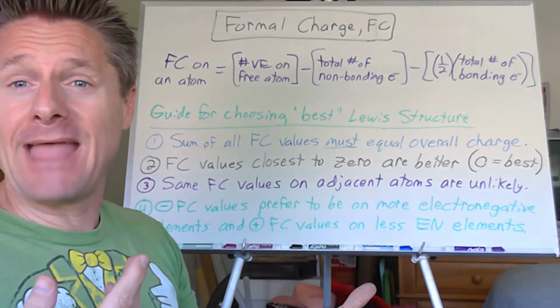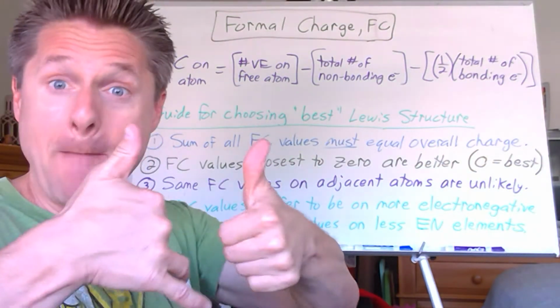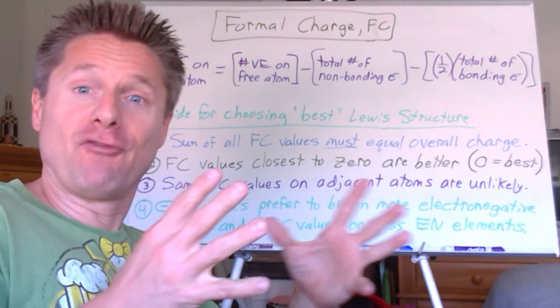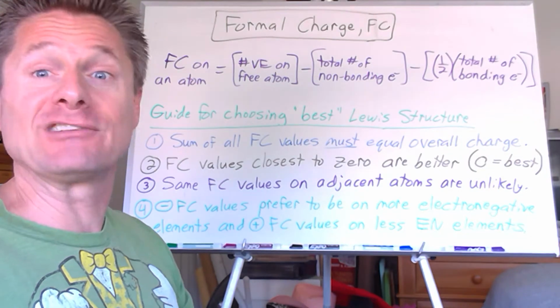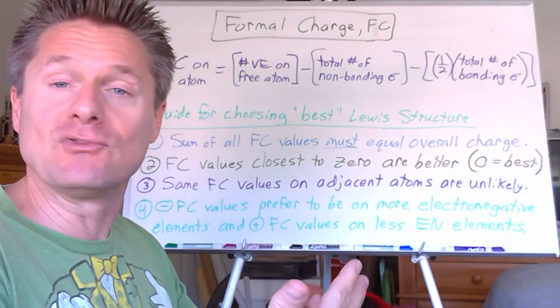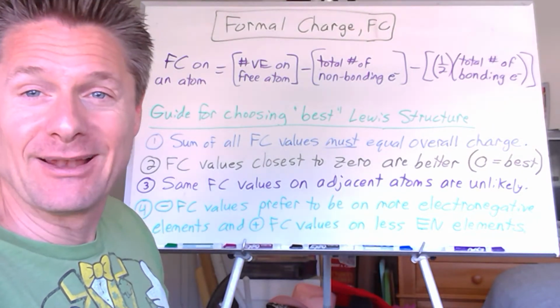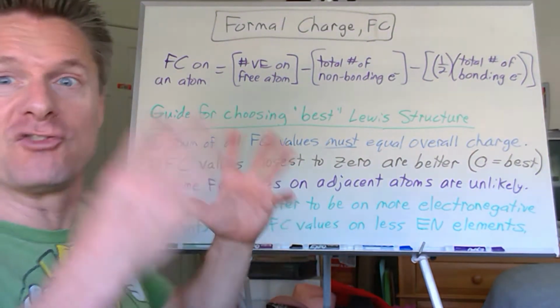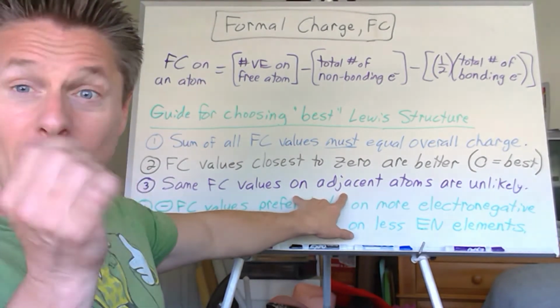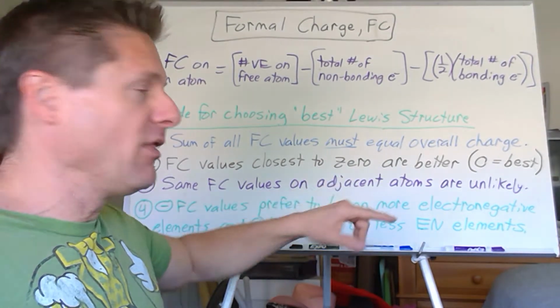If every atom in that Lewis structure has a formal charge of 0, bingo, you have a winner. It's kind of hard to beat that one. So the further from 0, either in the positive or negative direction, the worse that structure is, like the less that structure is going to contribute to the overall resonance structure or the overall structure of the molecule.